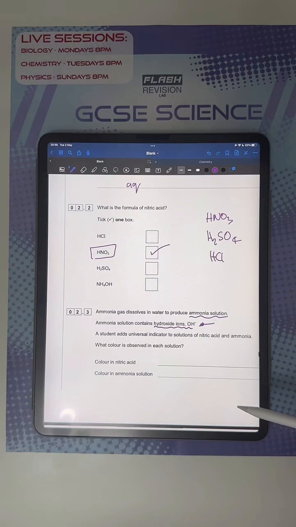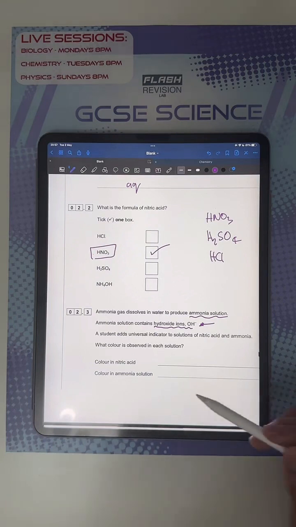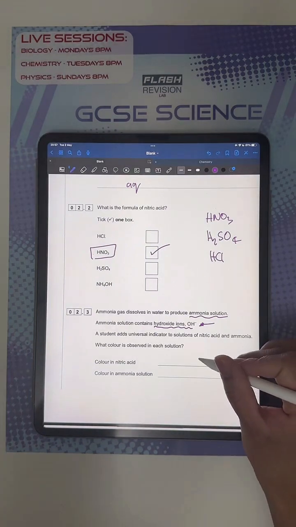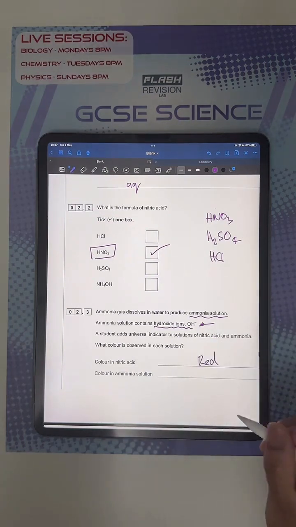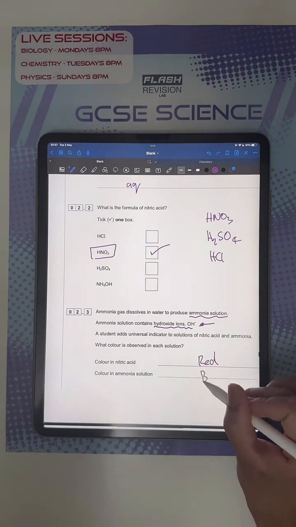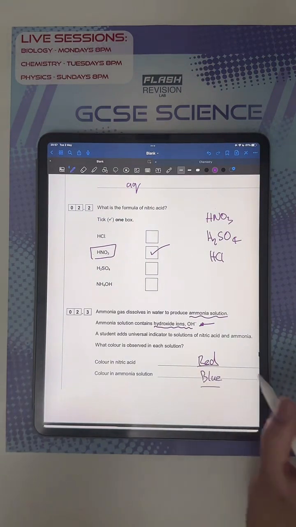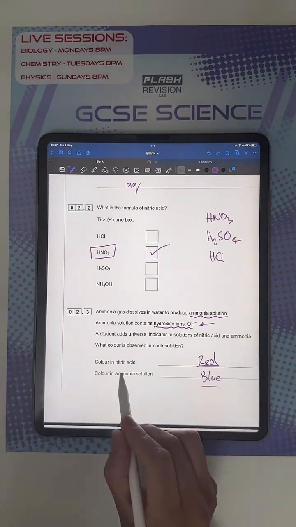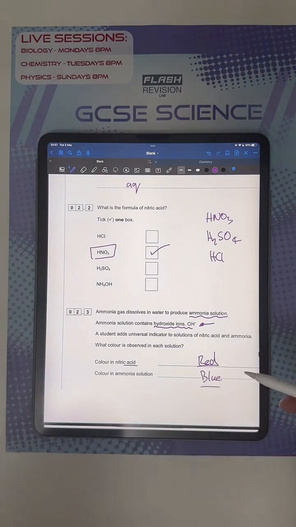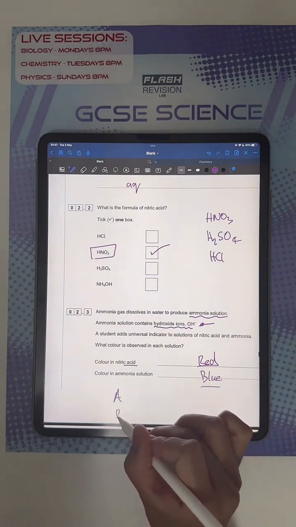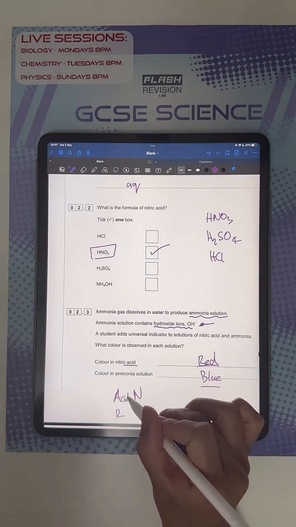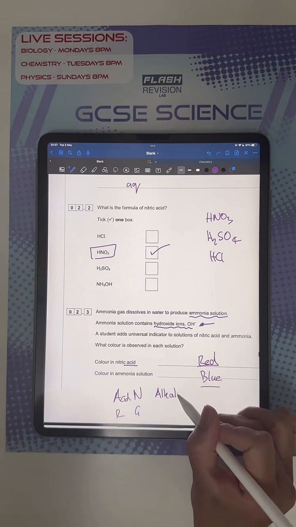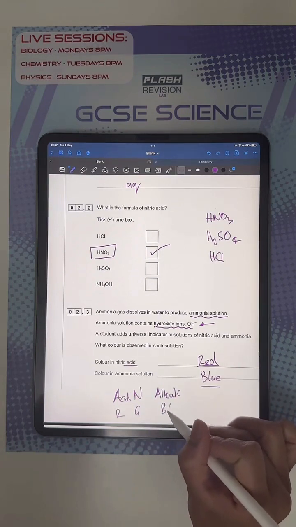So top one and bottom one. So top one is an acid. For the top one, you'll see red. This is an alkali because it's releasing OH minus ions. So that's going to be blue. Red, because it's an acid. Acids in universal indicator are red. So acids are red. If it's neutral, so if it's water, it's going to be green. And if it's alkali, it's going to be blue/purple.